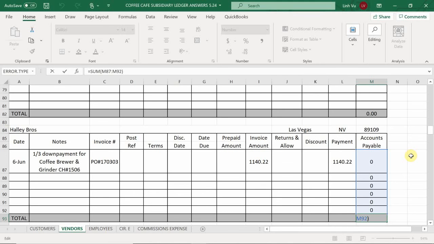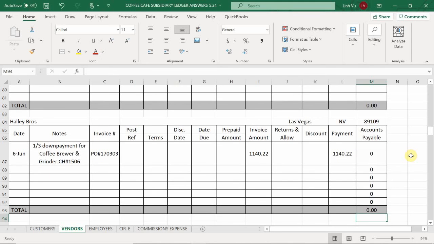Right now, I owe nothing because I never received the invoice, but the payment I made means that I don't owe Hallie anything. In fact, they don't owe me anything either, because they're going to take that money and apply it to the invoice for my coffee brewer and coffee grinder. So they don't owe me anything either. All they owe me is a coffee grinder and a coffee brewer. Okay? So that is that right there.